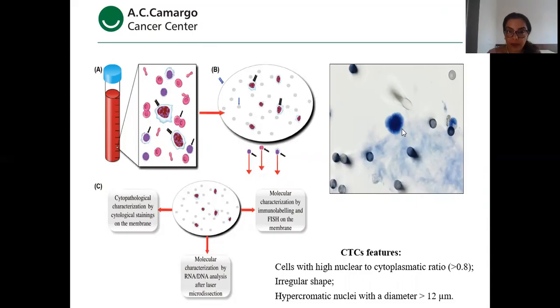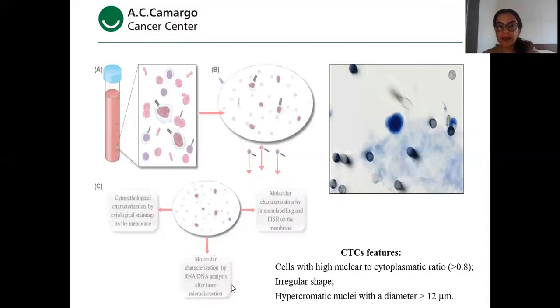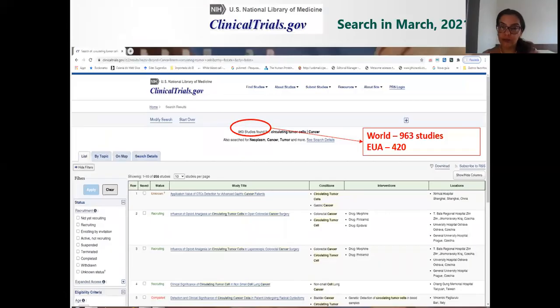hyperchromatic nuclei. After the isolation of the CTC, we can do cytopathological characterization by cytological staining. We can do molecular characterization by immunolabeling and FISH and SISH, molecular characterization by RNA and DNA analysis, and also counting circulating tumor cells, of course.